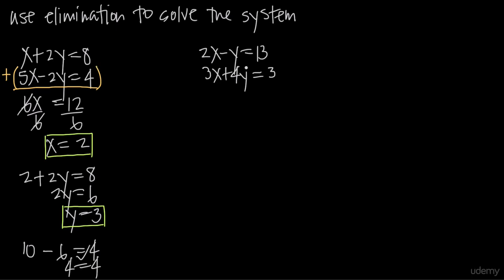Let's do another example here. We have the system 2x minus y equals 13, and 3x plus 4y equals 3. Well, in this case, it's not as simple, because if we add our equations together, we'll get 2x plus 3x is 5x.